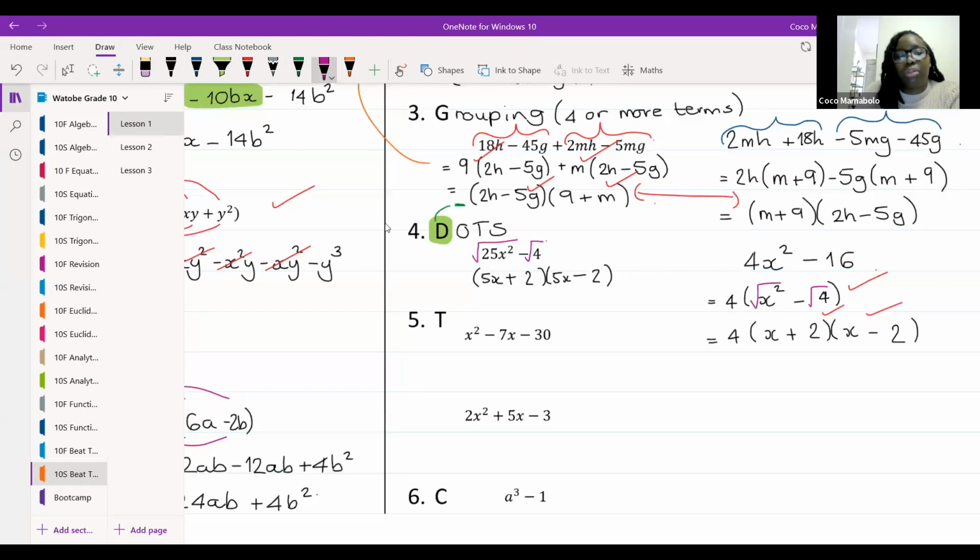So we must square root both of these. Okay, Lwandile, 4 is common in both 4x squared and negative 16. So we can take 4 out. Okay, that's where we got the 4 from. If we take 4 out as an HCF, we get x squared minus 4 left. Okay, and Zama, the reason why we're square rooting is because that's common.